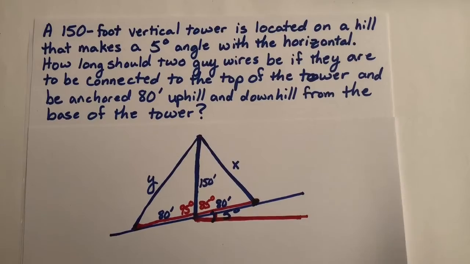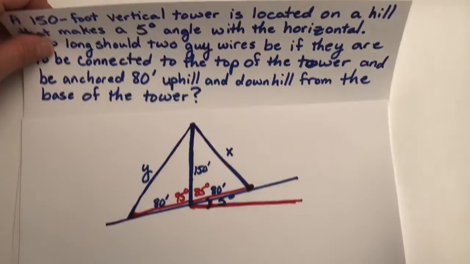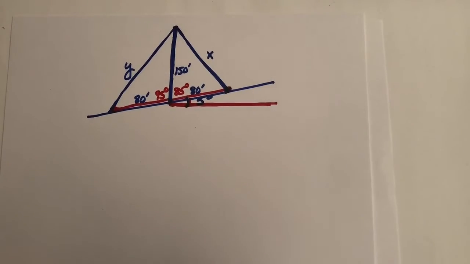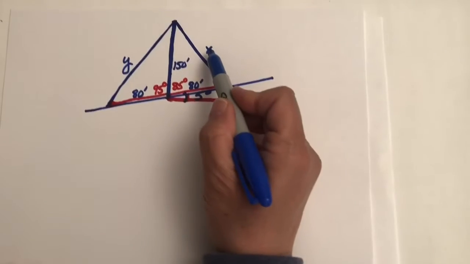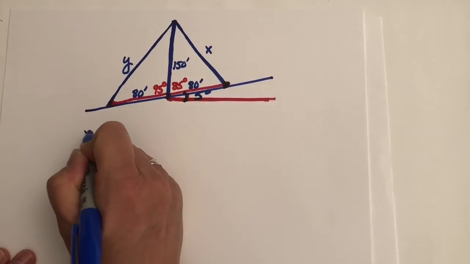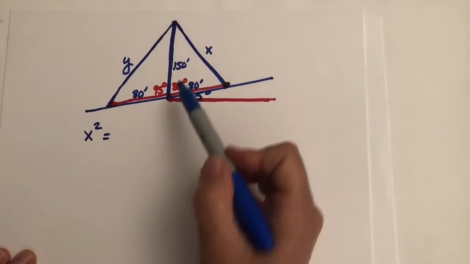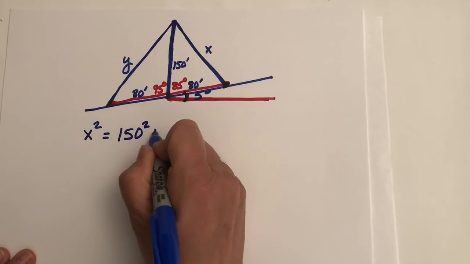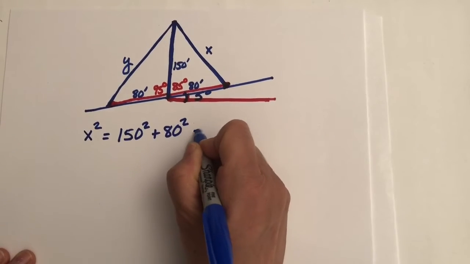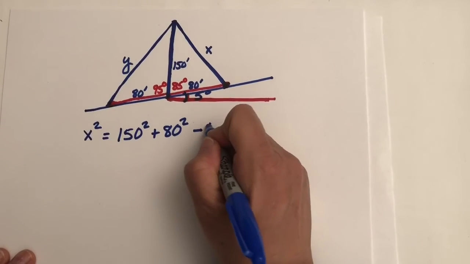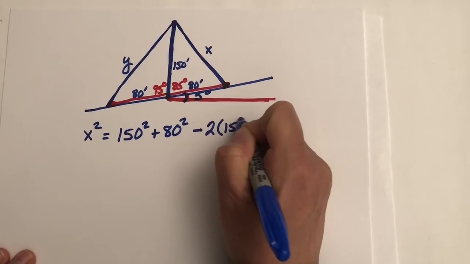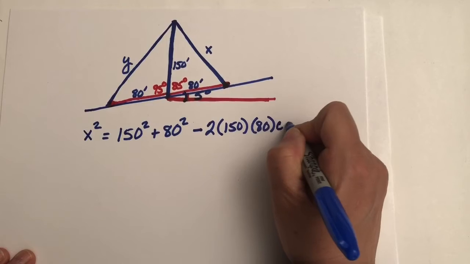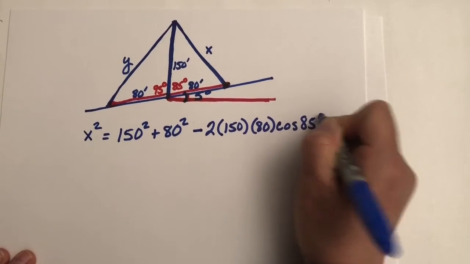I'm going to remove the words from the word problem so we have space to do the work. So let me move that. So we have this side that we're looking for. So let's put that right here. X squared equals the sum of the squares of the other two sides. So it's 150 squared plus 80 squared minus twice the product of those two sides, 2 times 150 times 80, times the cosine of the angle in between them. So we have the cosine of 85 degrees.